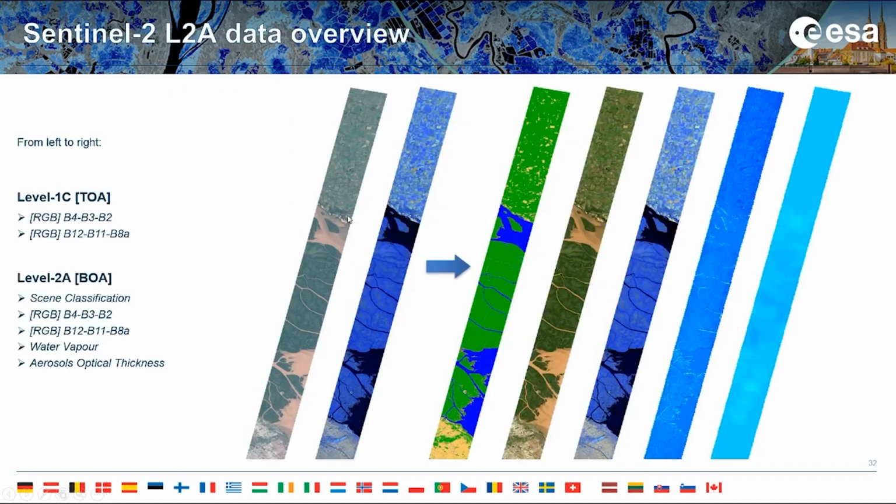So these are the inputs, level 1C, and this is the false color composite using these weird bands. You will have a scene classification map, that is this one. And after, you have the atmospherically corrected output, and you have the aerosol optical thickness and water vapor.